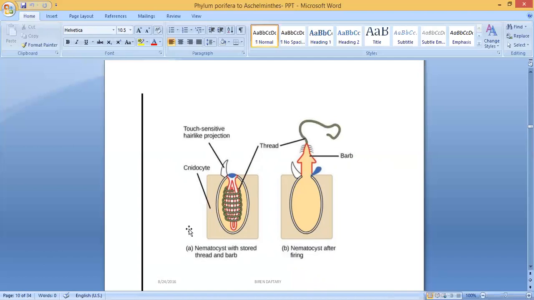Clear, children? So this cell is called a cnidocyte, and the cell contains a nematocyst. This nematocyst contains the stored thread and barb. I told you these are the very fine hairs which are used to sense things. Once it senses something, if it wants to kill, immediately these things will come out. This is the barb and thread. This thread contains toxic substance or toxin.